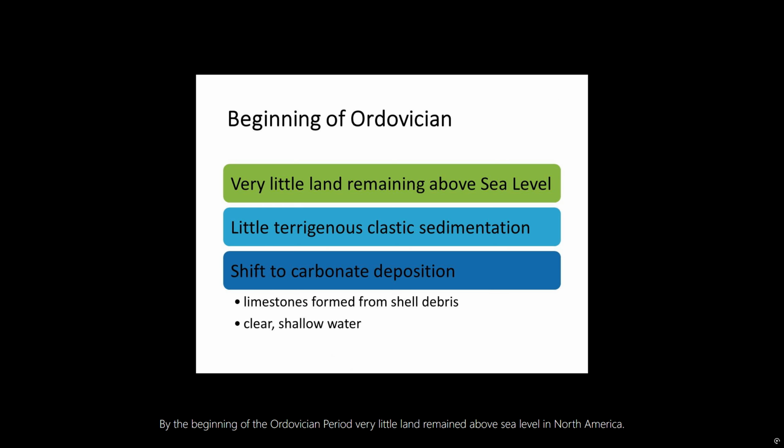By the beginning of the Ordovician period, very little land remained above sea level in North America. This resulted in very little terrigenous clastic sedimentation and a shift to a great deal of carbonate deposition, with limestones formed from shell debris in clear, shallow water. Think back to our background lectures. What effect could this increased carbonate deposition have on the atmosphere and hydrosphere?